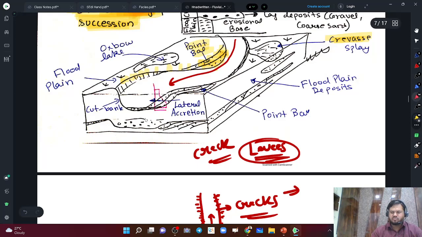Crevasses, you must have heard of this term in a glacier setting, right? A lot of times mountaineers say they fell into a crevasse and were injured, maybe some of them even died. So because of this, if there are some cracks, the water can flow out of them, right? And that water will also bring certain sediment. So basically this is like a flood kind of thing. Here these deposits we call crevasse splay. This is important. Crevasse splay.